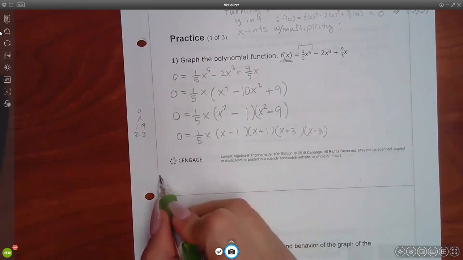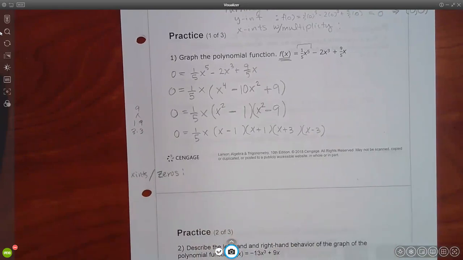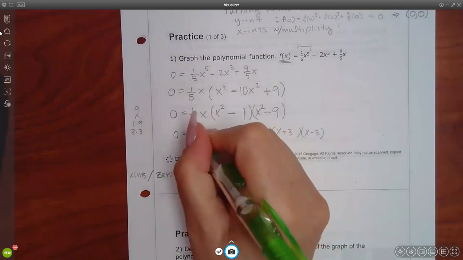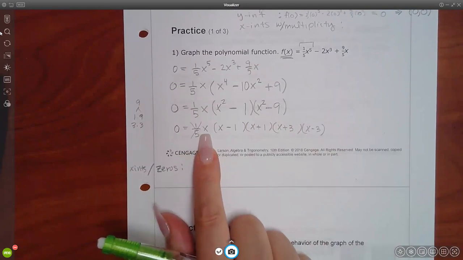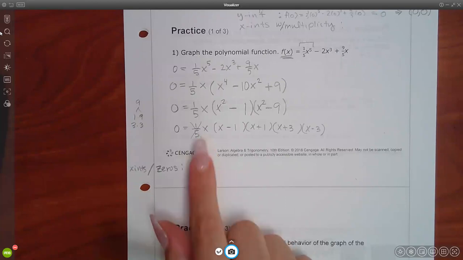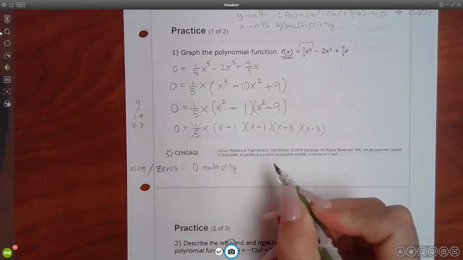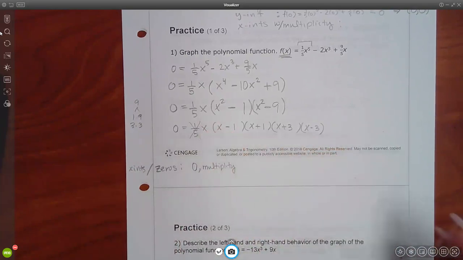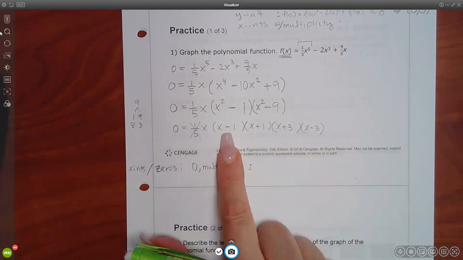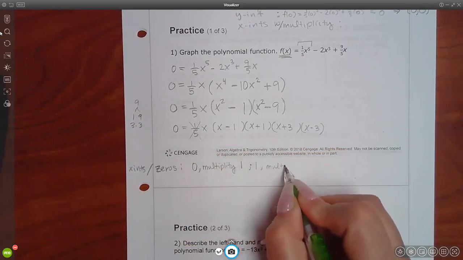Now, here are the zeros, or x-intercepts. When I take this factor, we don't care about this coefficient part, okay? That's not necessary. When I take this factor equal to 0, what do I get? 0. What is that factor's multiplicity? What is the exponent there for that one factor? It's 1. And we'll put a semicolon. What 0 do I get when I set this factor equal to 0? Positive 1.